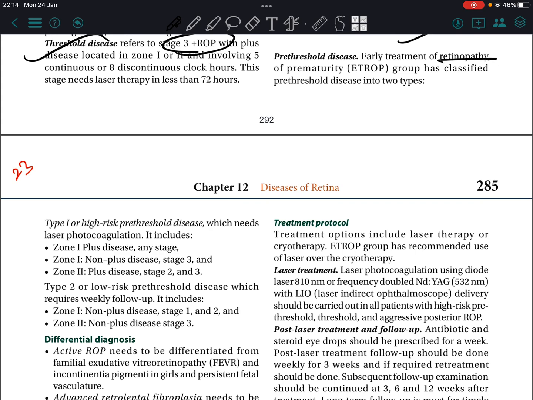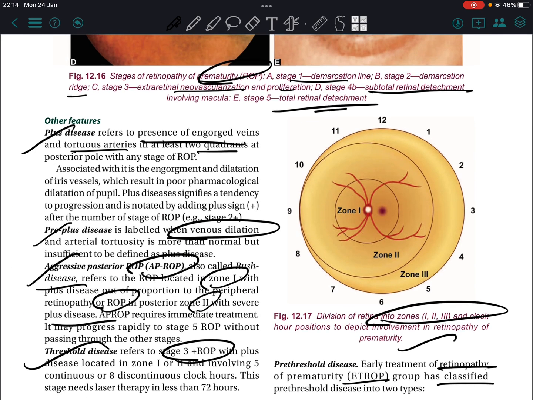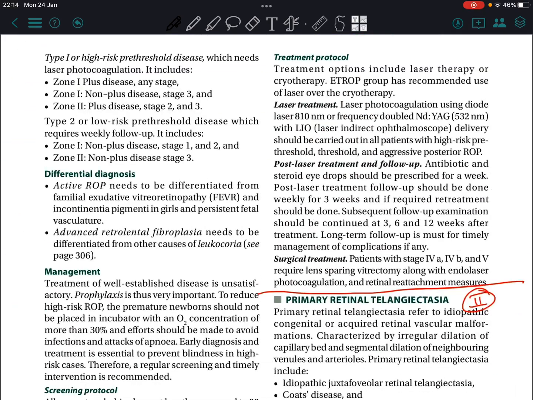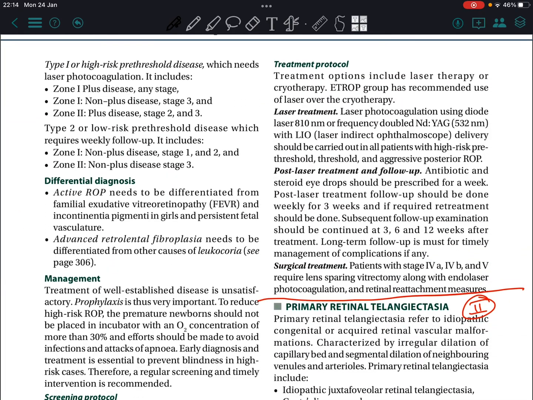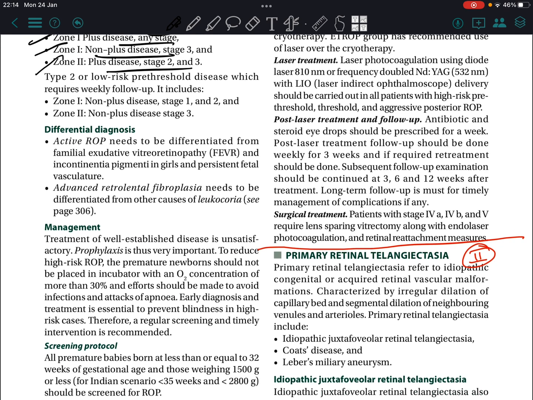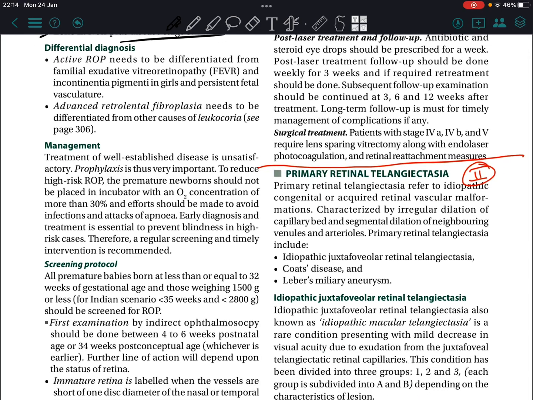Pre-threshold disease: the Early Treatment of Retinopathy of Prematurity group has classified pre-threshold into 2 types. Type 1: high-risk pre-threshold disease, which needs laser photocoagulation. It includes zone 1 any stage with plus disease, and zone 2 plus disease stage 2 or 3. Type 2: zone 1 non-plus disease stage 1 or 2, and zone 2 non-plus disease stage 3.